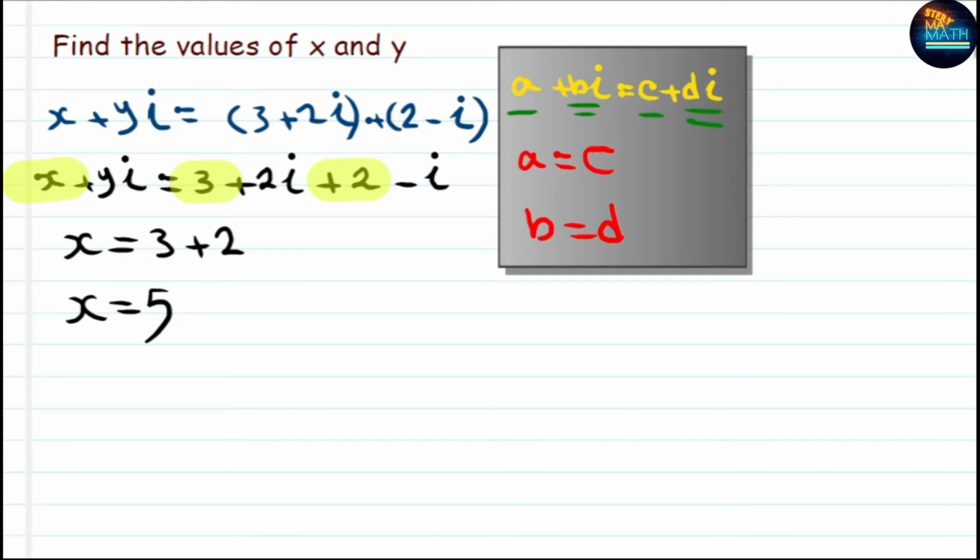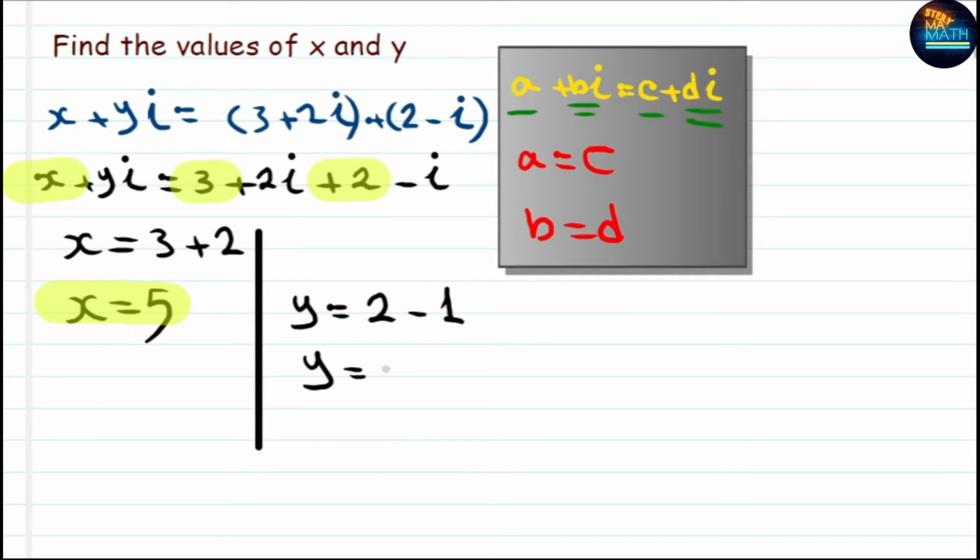All right. Let's do that with the imaginary parts. y is equal to 2 minus 1, because we have 1 here besides i. And 2 minus 1 is 1, of course, so y is equal to 1. So x is equal to 5 and y is equal to 1. These are the answers.